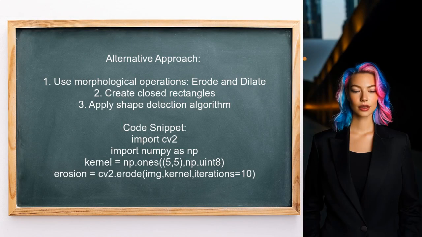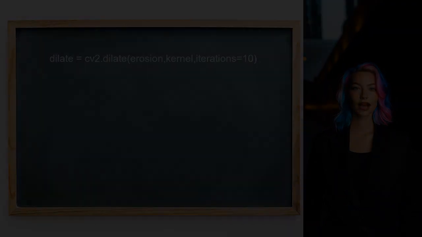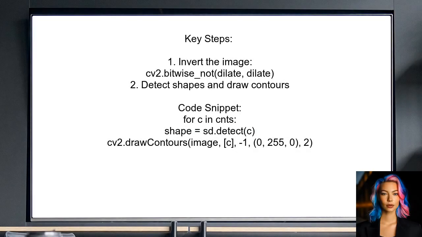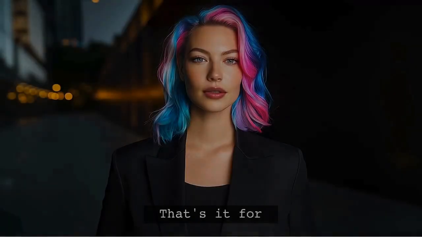This user suggests using morphological operations, specifically eroding and dilating, to identify incomplete rectangles in an image. These operations help create closed shapes. After processing, they recommend using a shape detection algorithm to identify rectangles. The user also notes that the detection algorithm expects white lines on a black background, so inverting the image is necessary. They provide a code example for detecting shapes and drawing contours. That's it for that answer.